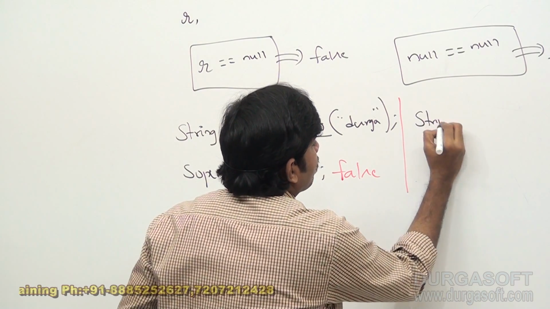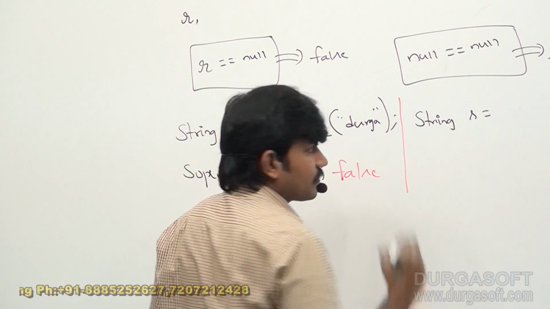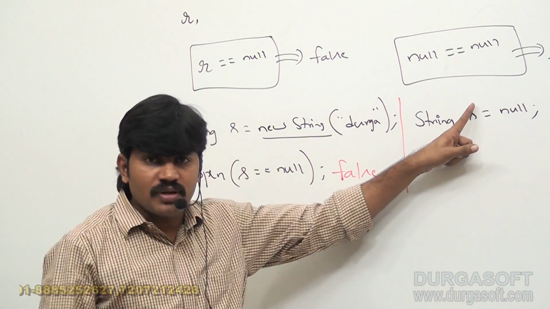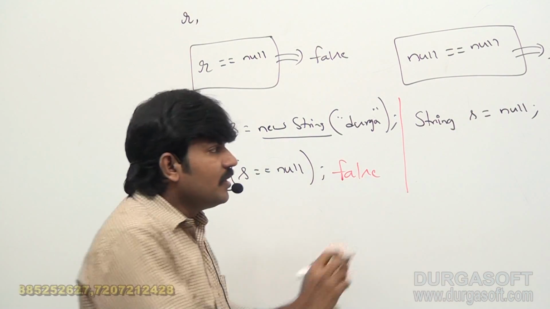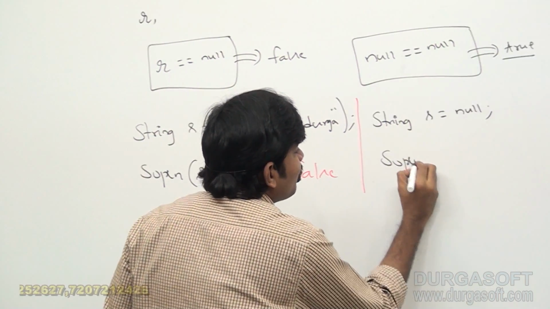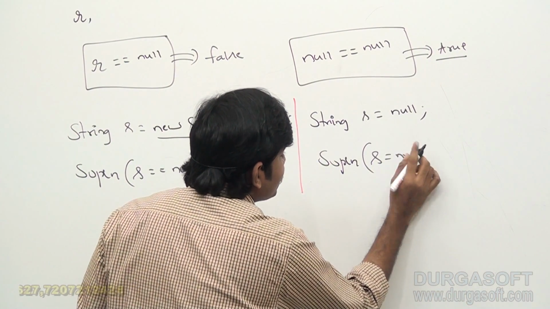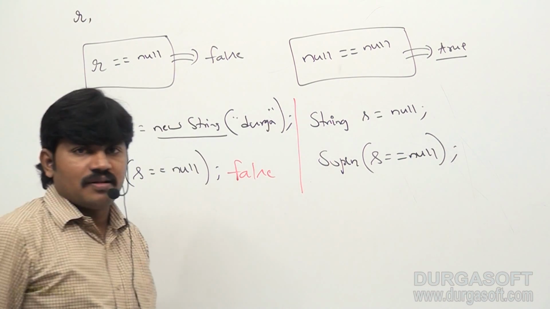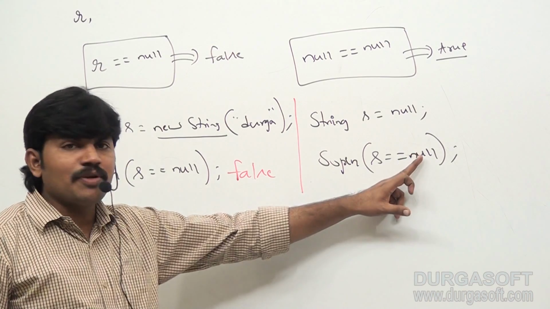Sir, now just observe the next loophole. If I take String s = null, it is null only. Now I am asking System.out.println(s == null). Yes, s == null. Make sure you have observed this, right?